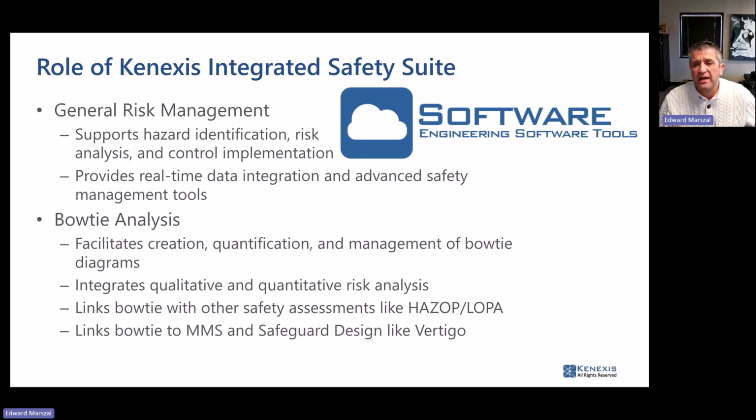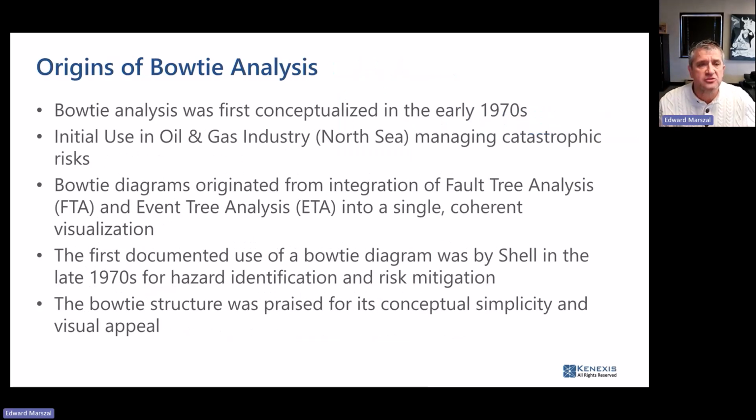And the bow tie analysis part of the software is going to help you to do that visualization, but it also has some really sophisticated quantitative features that are more advanced even than what is available in the open PHA LOPA, specifically the ability to handle multiple consequences simultaneously. So we're able to link to other assessments, and we're able to link to other design tasks that are performed in the KISS tool set.